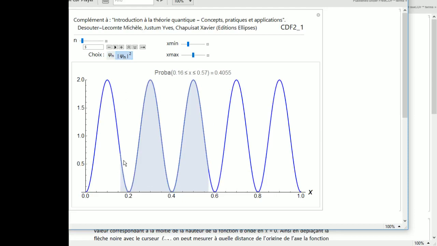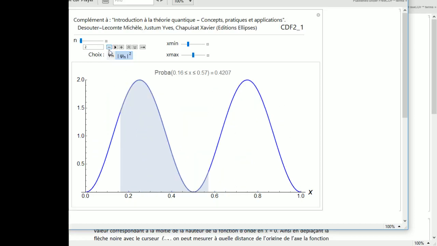So we can know where the particle has a probability to be. I know that between 0.16 and 0.57, I have a probability of 40% that the particle will be in there using that function psi. And obviously it varies depending on the integral of the norm of psi squared. It's kind of complicated, but it will help us to figure out what the tunneling effect is.